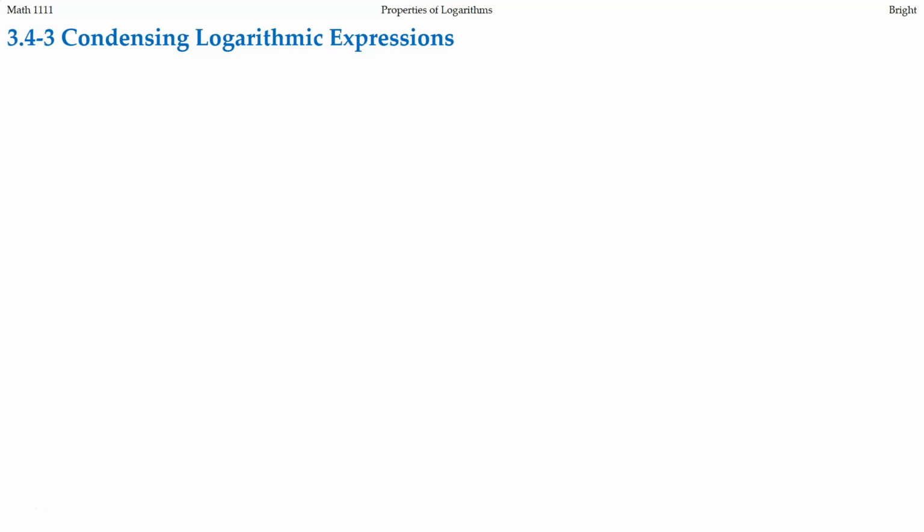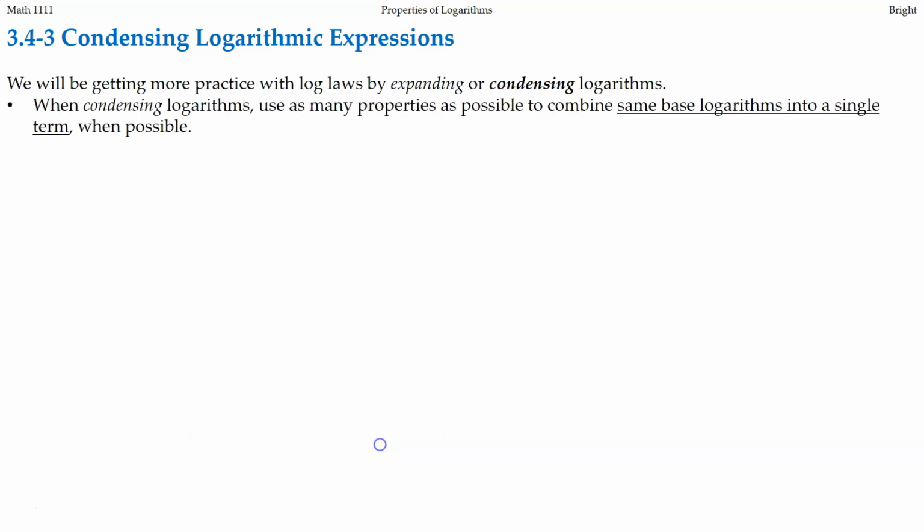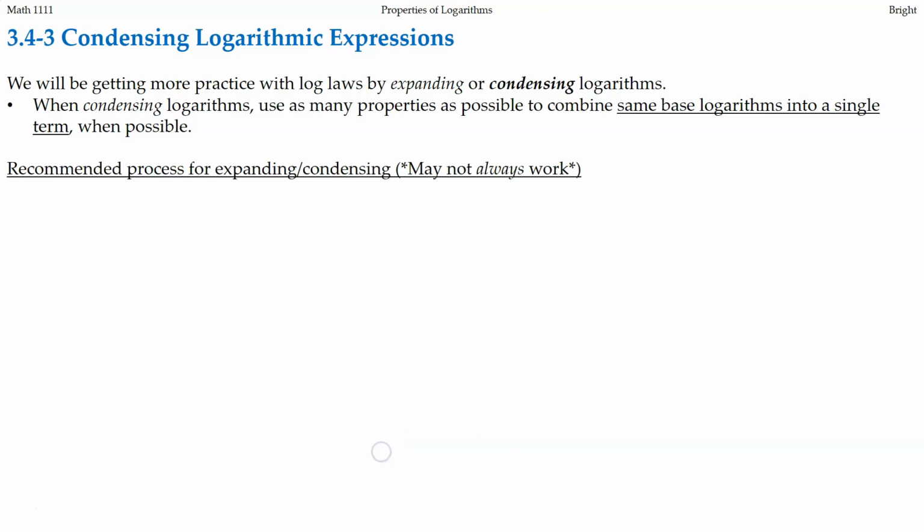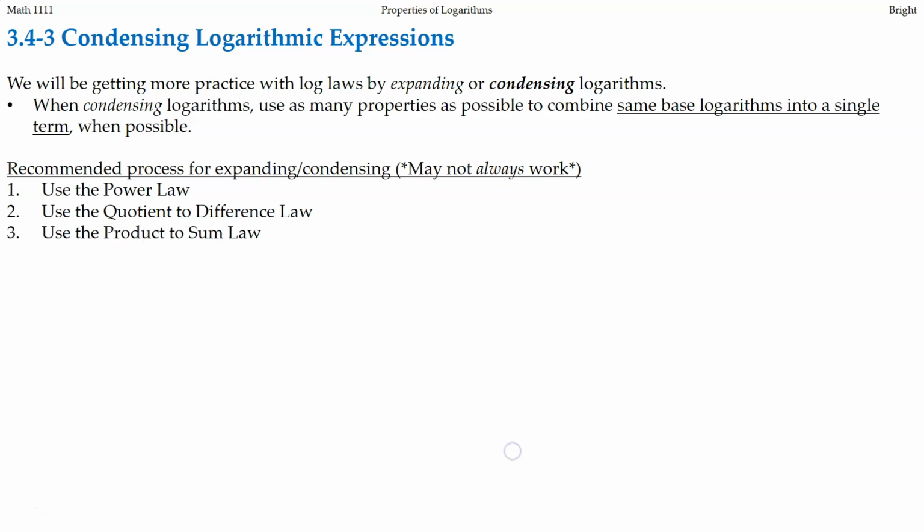Okay. So again, we are going to try the same process that we saw in the last video. We're going to try and use the power law, but now in reverse. Instead of looking for exponents, we're looking for coefficients, and coefficients are going to go inside as exponents. Then after that, we're going to look for differences and write those as quotients. So again, we're going backwards. And finally, we're going to look for sums and write that sum as a product inside the logarithm. Okay, so here we go.